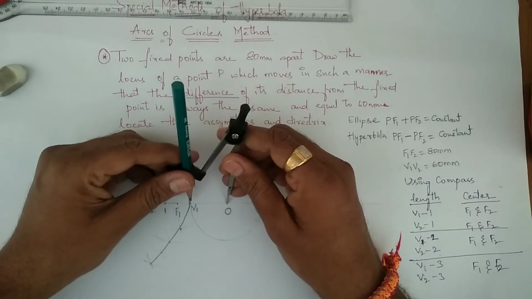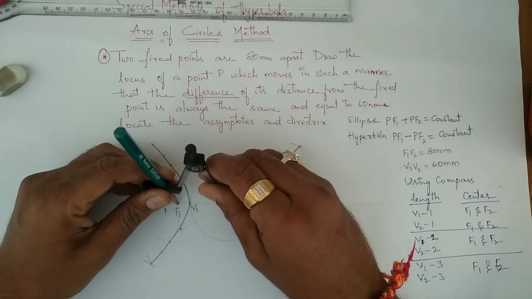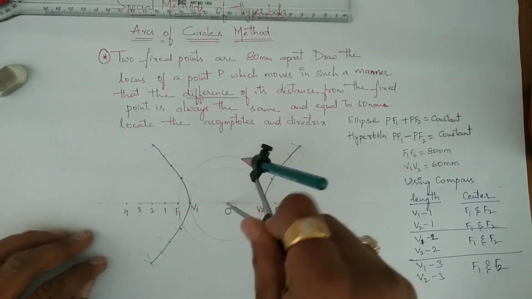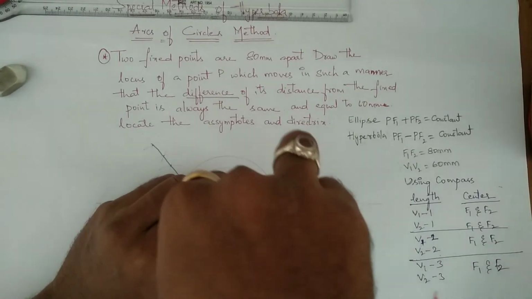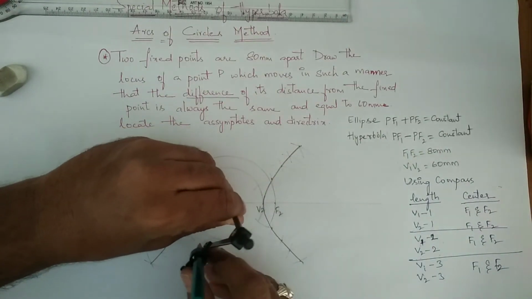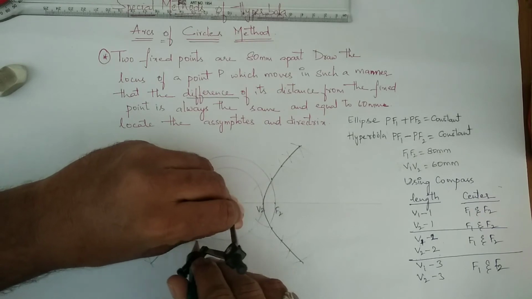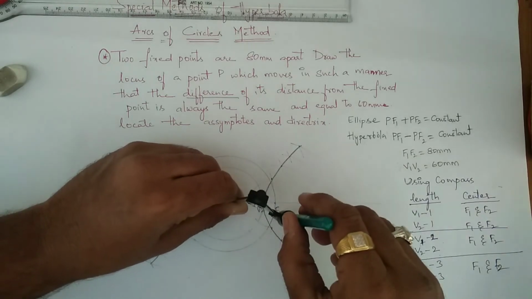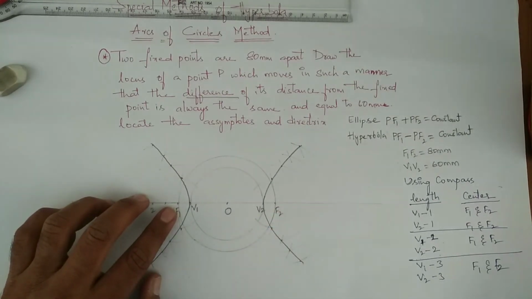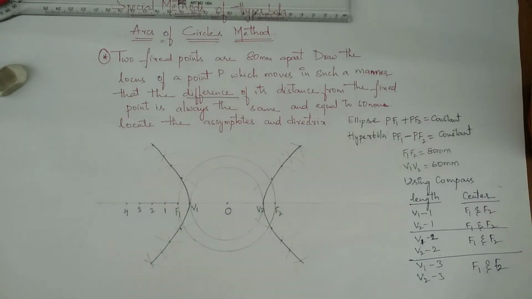Similarly, OF1. Now joining the two focus points, draw another circle. Now these are the two circles that we have drawn here.